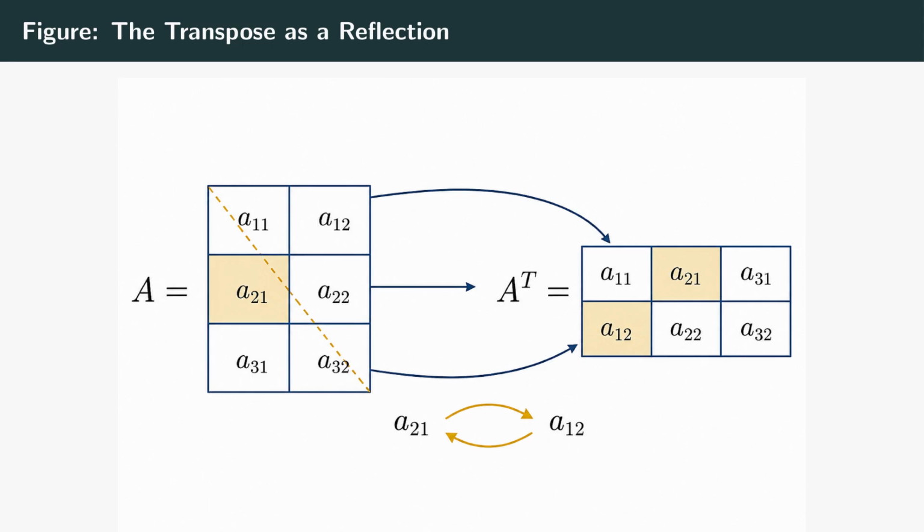Here is the transpose as a picture. On the left sits a 3 by 2 matrix, its entries labeled by row and column. The dashed line is the main diagonal running from the top left corner downward.